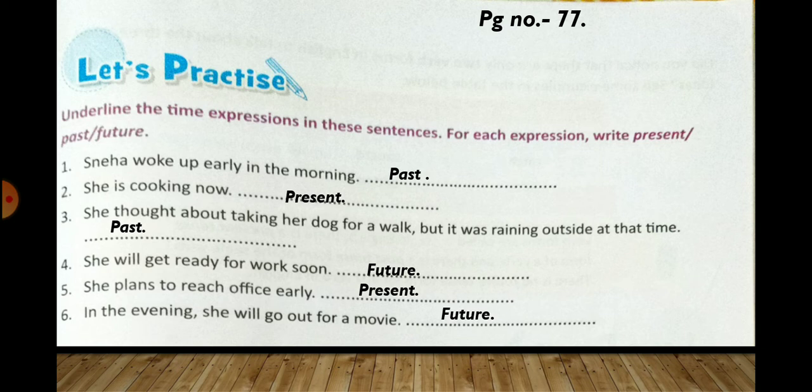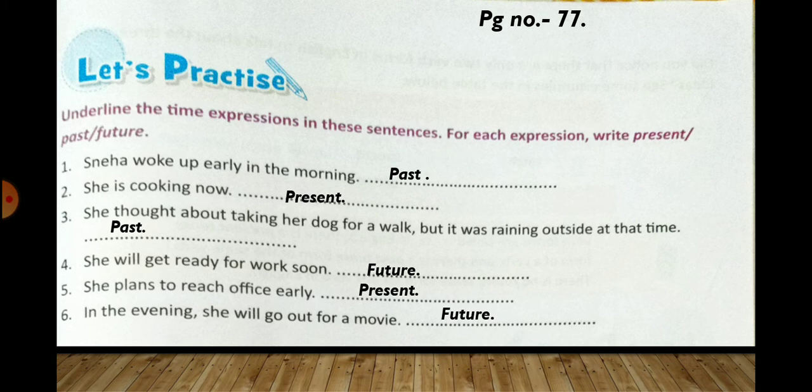Number 4. She will get ready for work soon. So as we said, soon is talking about the future. So you are going to write future for number 4. Number 5. She plans to reach office early. So she is planning, so it is talking about the present. So you are going to write present for number 5.